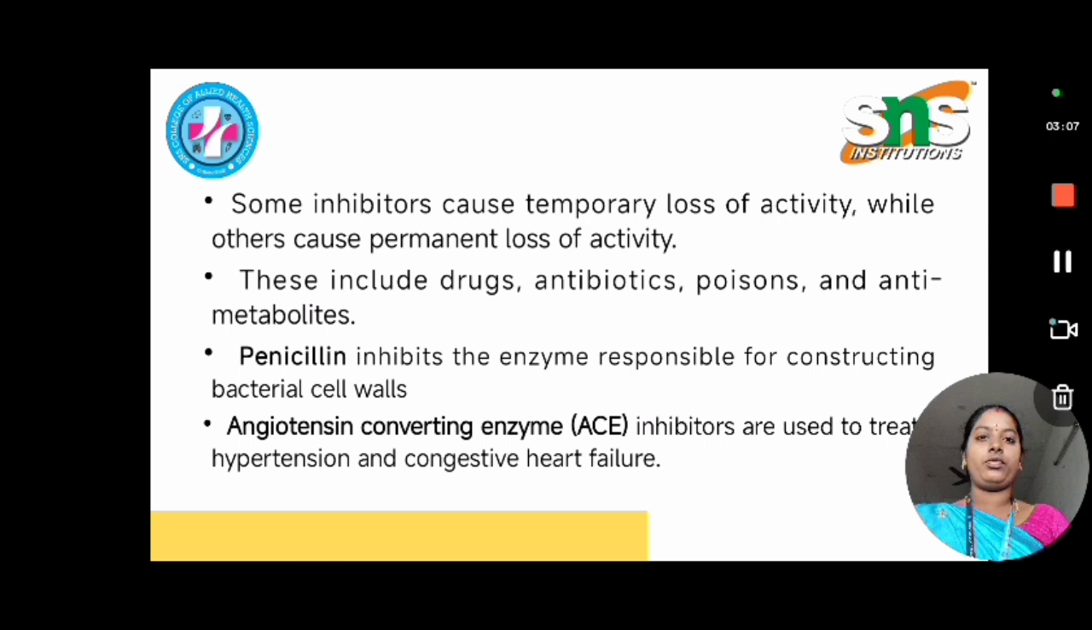For example, penicillin inhibits the enzyme responsible for constructing the bacterial cell wall. The ACE enzyme is the angiotensin converting enzyme. Its inhibitors are used to treat hypertension and congestive heart failure. When this enzyme is inhibited, no more chemical reactions will occur.